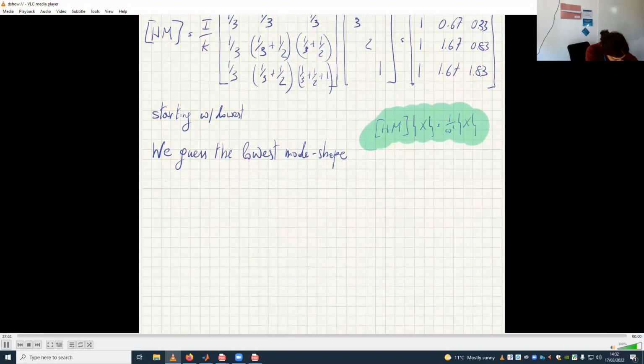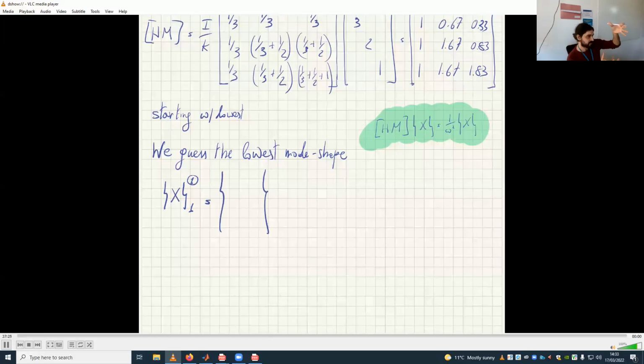So X1, guess 1. The subscript is the mode shape number. The superscript is the guess number. So this is my first guess. What do you think? Will they move all in phase or will they move out of phase? It's the lowest mode shape, so it's the easiest possible. So they will all be moving in phase. Now, do we choose 1, 1, 1? We can choose 1, 1, 1. That's definitely a perfectly reasonable choice, but we have a better choice.